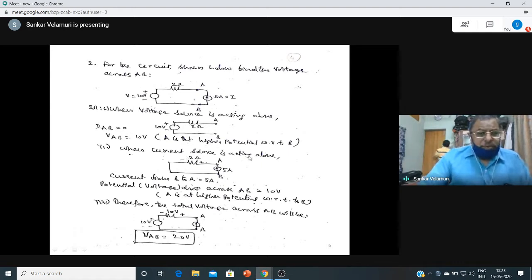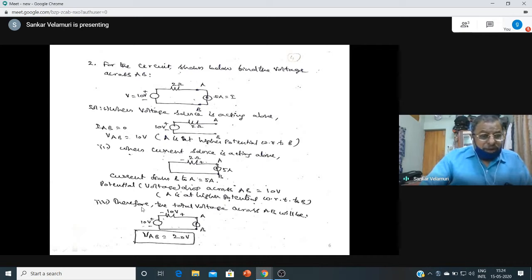So when the current source is acting alone, the voltage source is shorted and the current source is placed here. Only 5 amperes of current flows directly through this. The potential difference between A and B is in the same direction. The current source is marked plus and minus here, so the current from B to A is 5 amps. The potential drop, or potential difference, across AB is equal to 10 volts, because A is at higher potential with respect to B, even in this case.